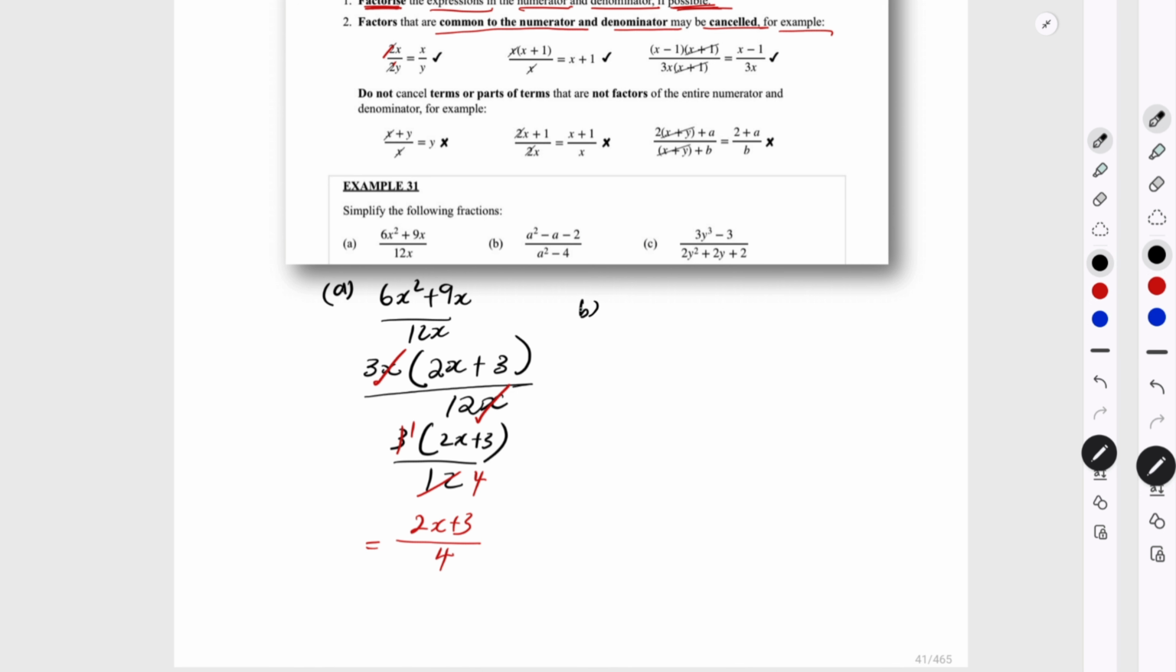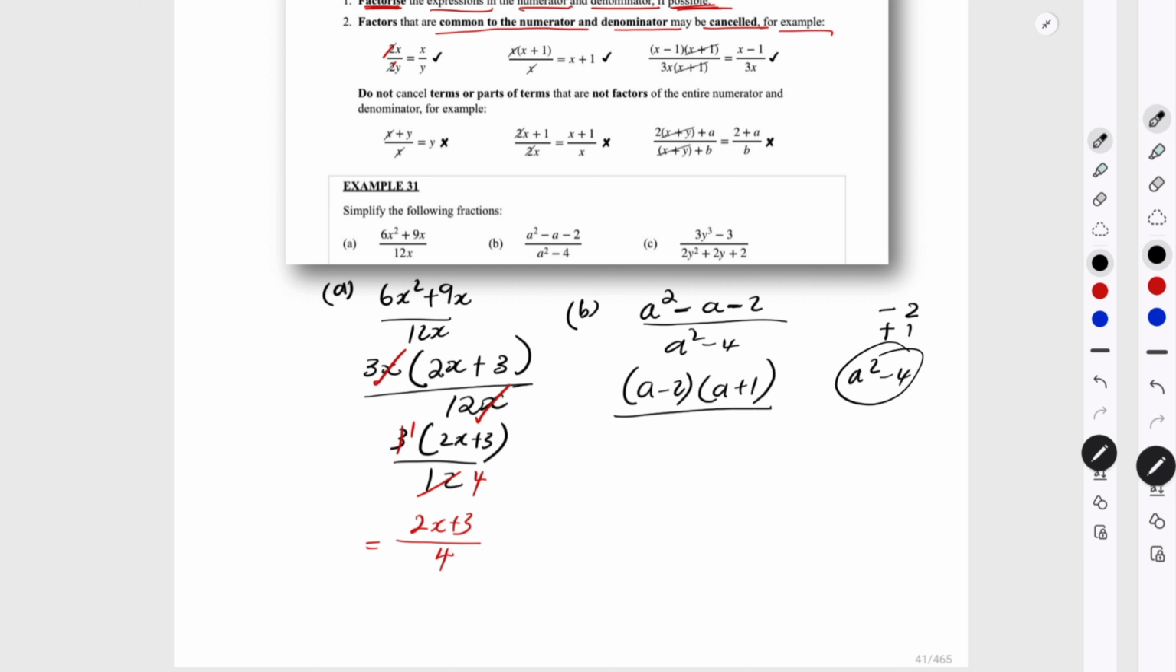Let's go to number B. Number B, I'm having x squared minus a minus 2 over a squared minus 4. At the top there, I'm having what? A trinomial. Remember, how do we factorize a trinomial? Factors of 2. If this is minus, I'll have signs that are not the same. The bigger number will take the sign of the middle, so this will be minus, this will be plus. So I have a minus 2, a plus 1 over a squared minus 4. This is difference of 2 squares factorized, so it's a minus 2, a plus 2.